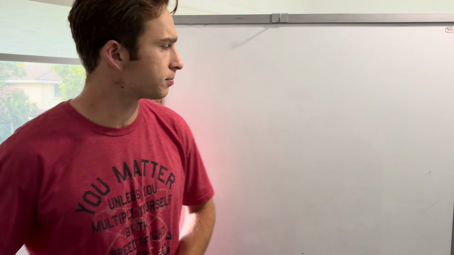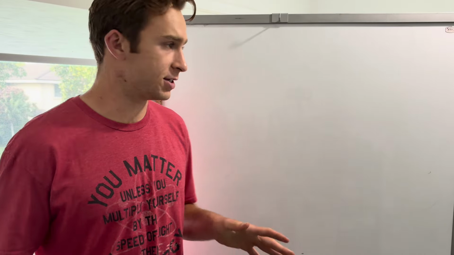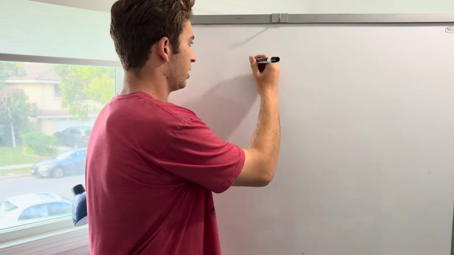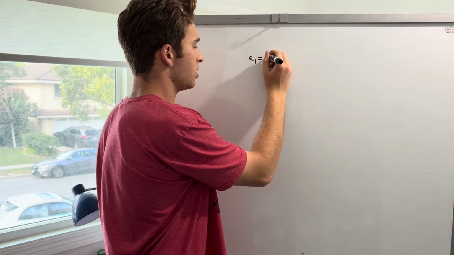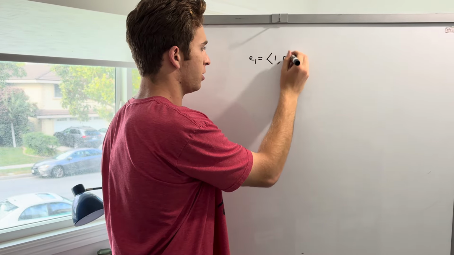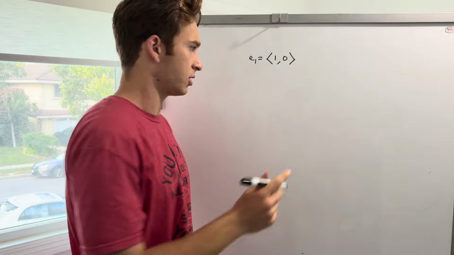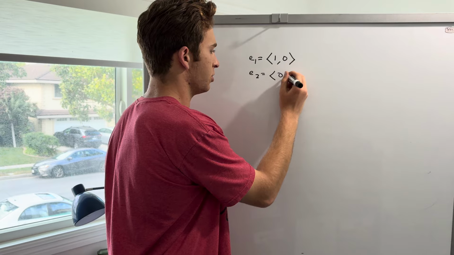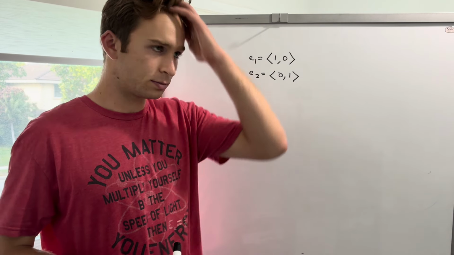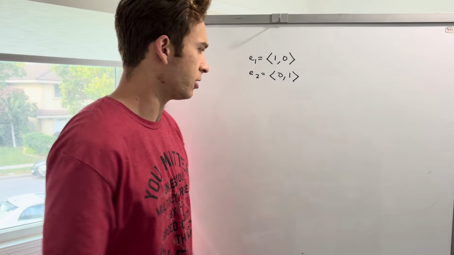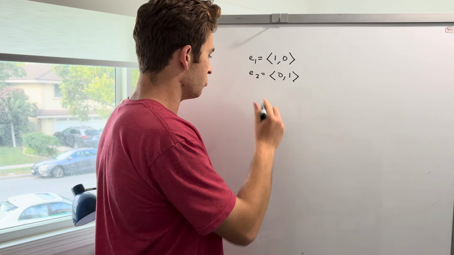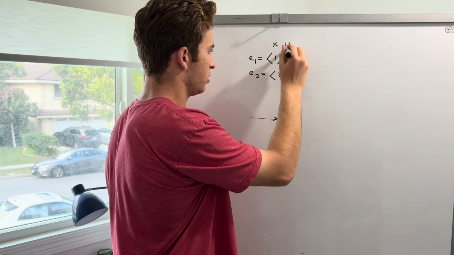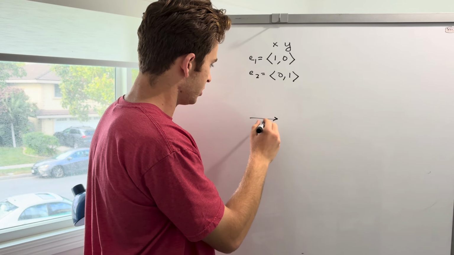So first, I'm going to start with a basis, and I'm going to make two basis vectors. I'm going to have E1, and it's going to be equal to 1, 0. And I'm going to have a second basis vector called E2, and that is going to be 0, 1. Now, what do these basis vectors look like? Well, if I were to draw them out, E1 has an x length of 1 and a y length of 0. So it's just going to look like this.